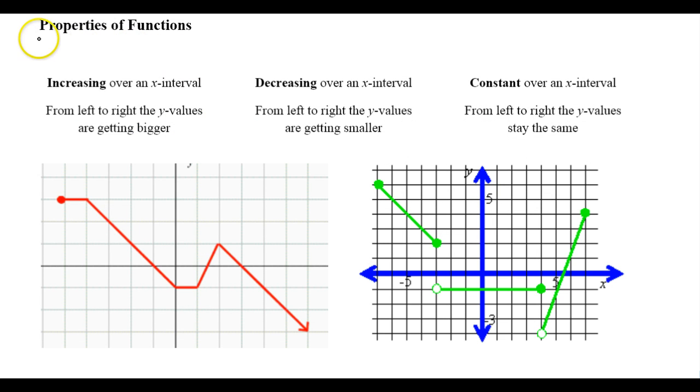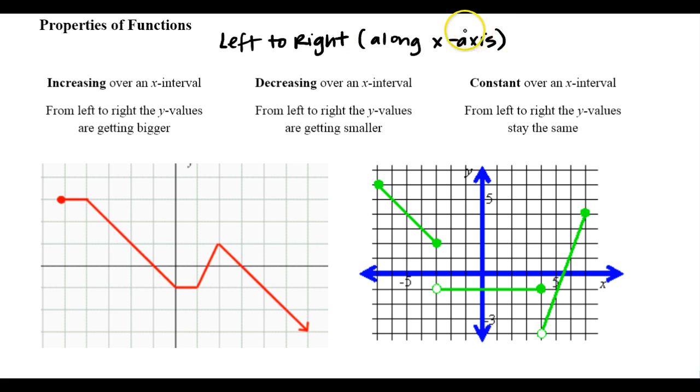Alright, so now we move on to talking about properties of functions. So there are different ways we can describe different aspects of a function, and the first thing we're going to start with is talking about when a function is increasing, decreasing, or constant over an x interval. So first things first, how do you read a function? You read a function from left to right. So from left to right, just like you'd read a book. And we read it along the x-axis.